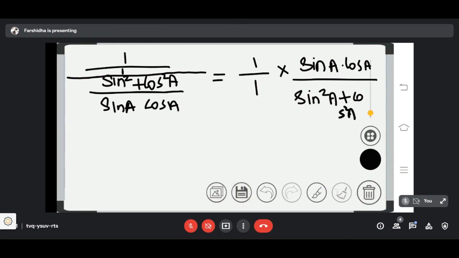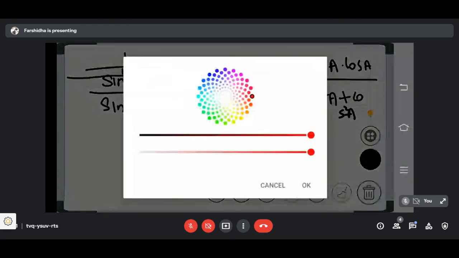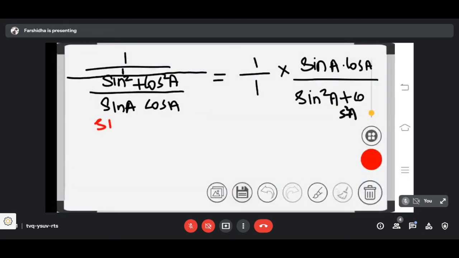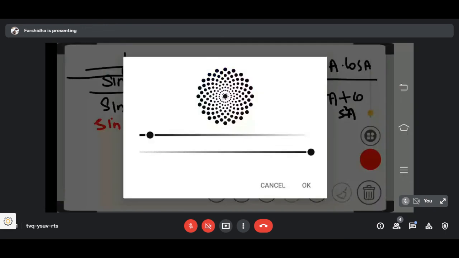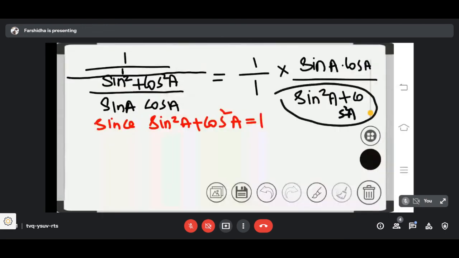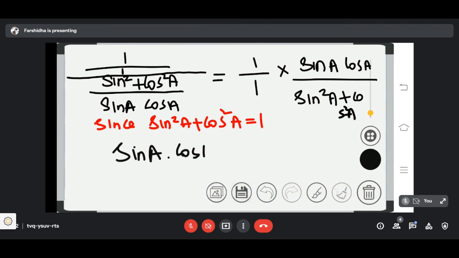See, we know sin square A plus cos square A is 1 according to identity number 1. So right here, since sin square A plus cos square A equal to 1, that means this denominator became 1. Now what is remaining? Only the numerator, sin A into cos A. This is your RHS. That is also equal to LHS.